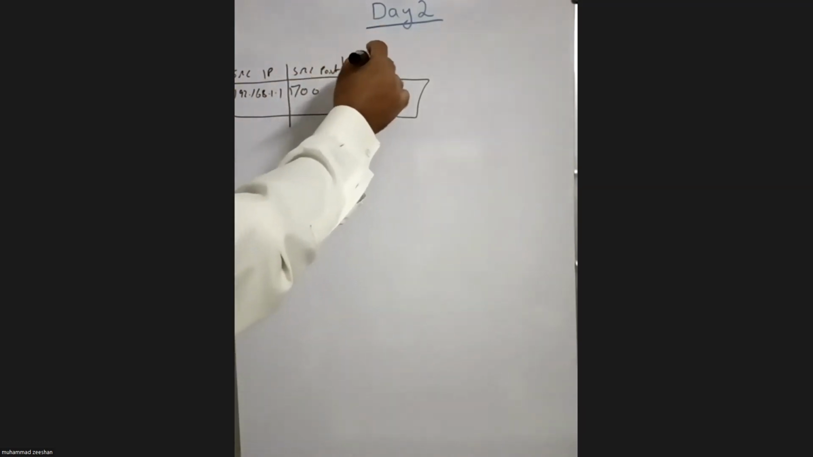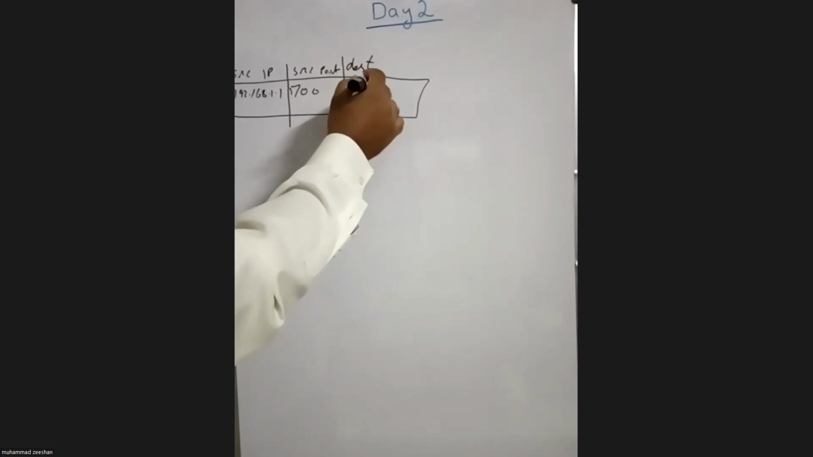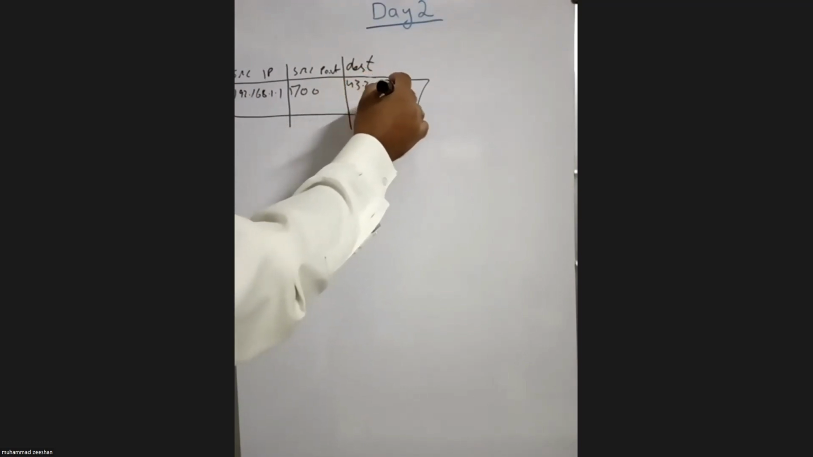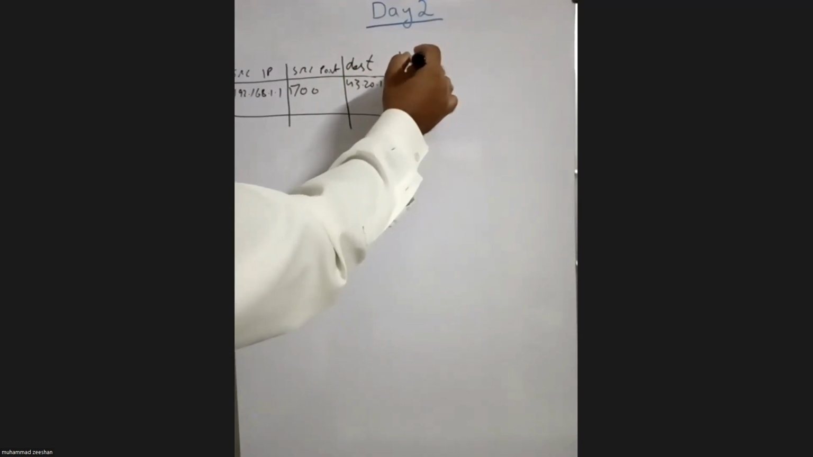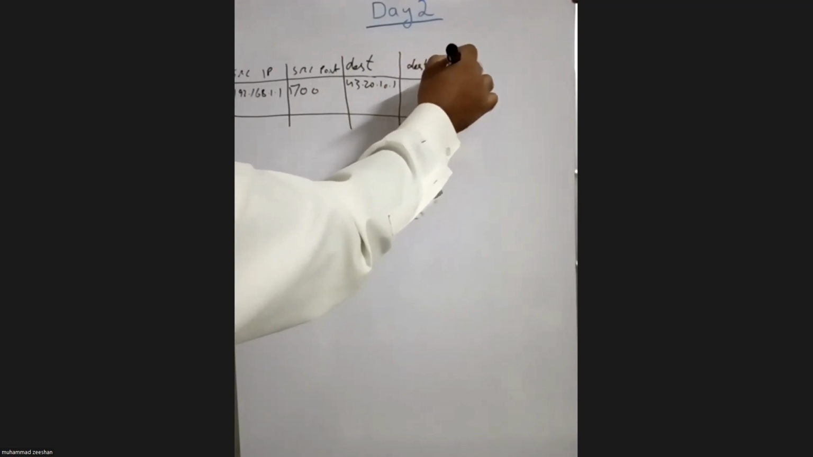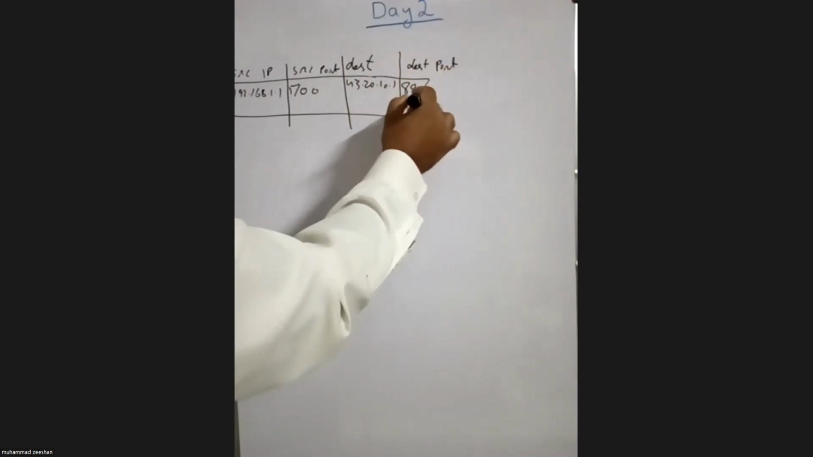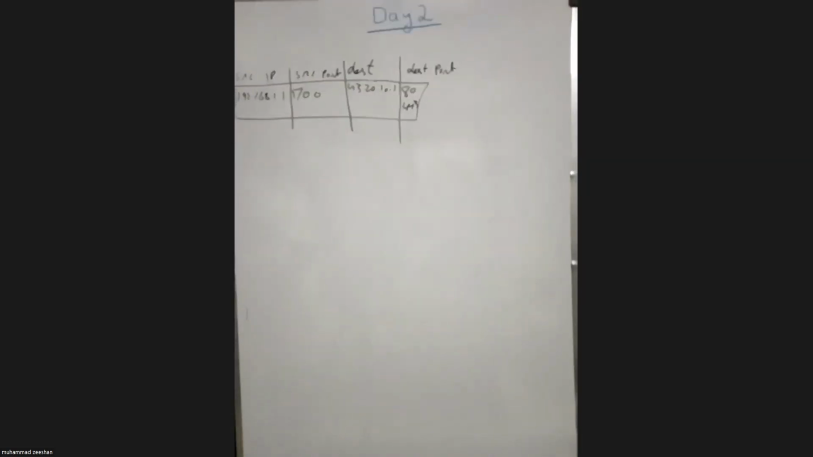My destination IP is Google. Google is maybe running on, let's assume, 43.20.10.1. And the destination port is 80 or 443, depending on HTTP or HTTPS. So this is the packet.